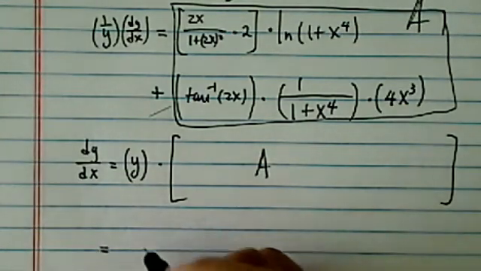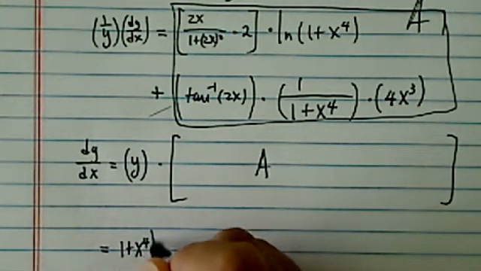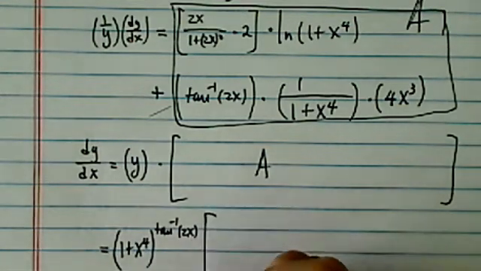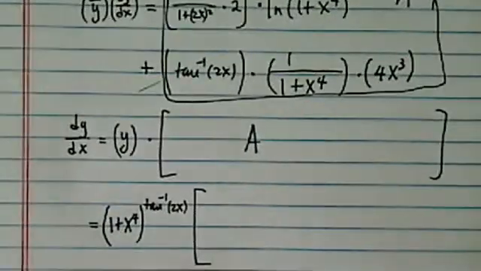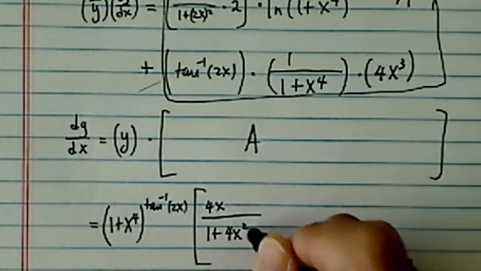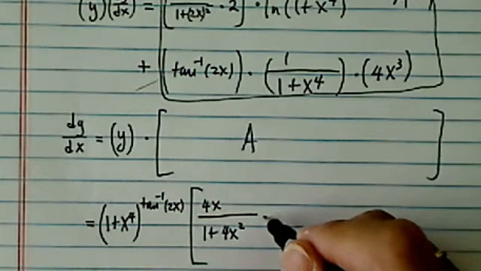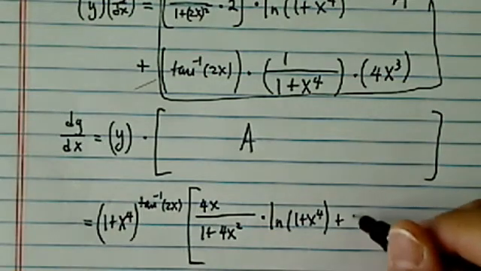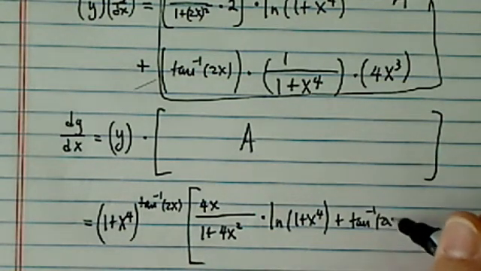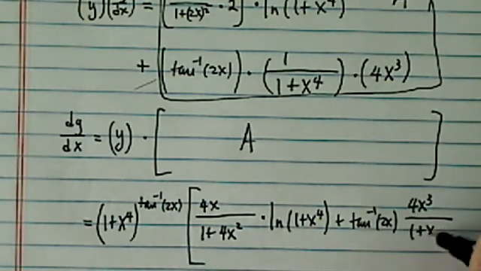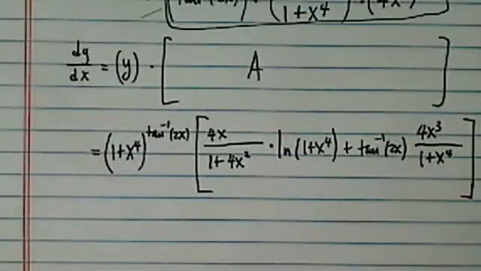Okay, what is y? Y we were given is 1 plus x to the fourth, the whole thing to the arctangent of 2x. Okay, now here's where I'm going to put everything in again. What's A? It's whatever I had before. So it's a 4x, okay, 1 plus, I'm going to just write it as 4x squared. I multiplied it out. Times natural log of 1 plus x to the fourth. Okay, plus arctangent, inverse tangent of 2x. And then I have a 4x cubed on top divided by 1 plus x to the fourth. That is indeed a very messy one, but here's our answer.